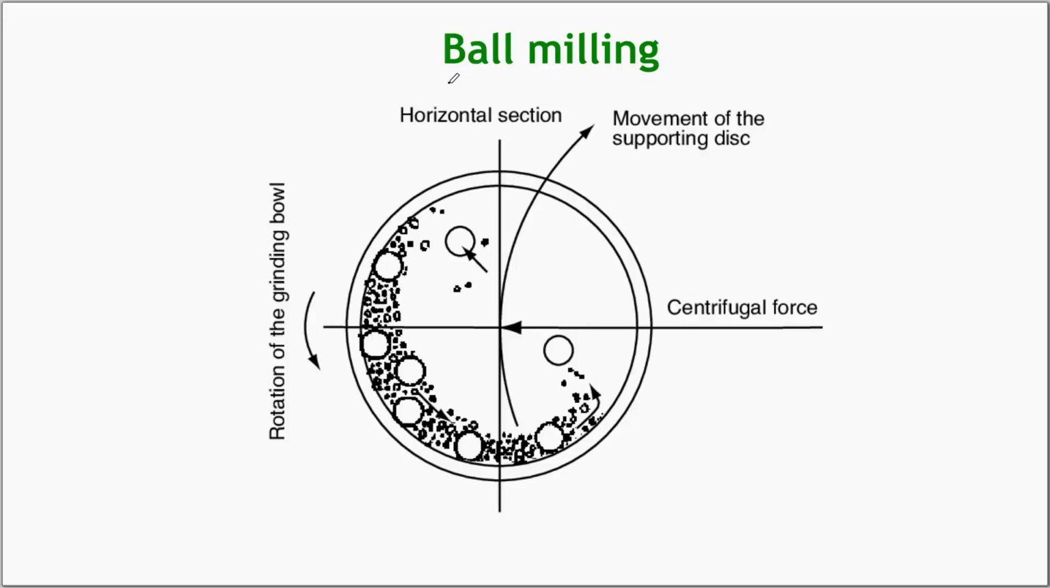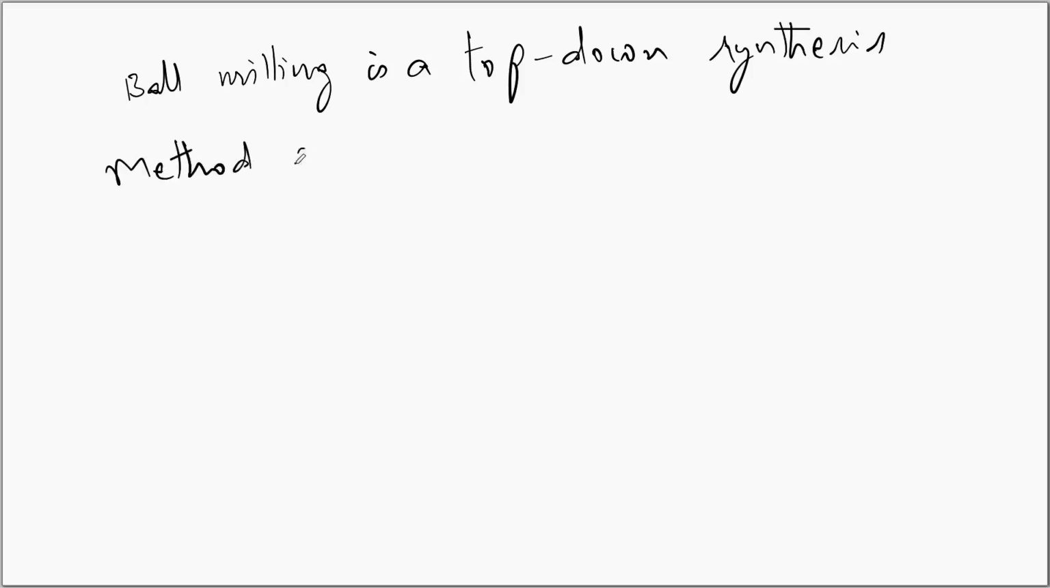Hello, welcome back. In this video, we'll discuss the ball milling method. A ball mill is a device used to blend materials in material science and engineering. A ball mill consists of a hollow cylindrical shell which rotates about an axis. The axis of the shell may be either horizontal or inclined at a small angle to the horizontal. The ball milling synthesis is a part of top-down methods of synthesizing nanomaterials.